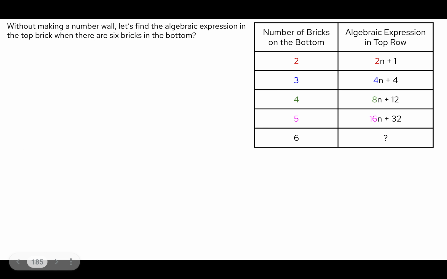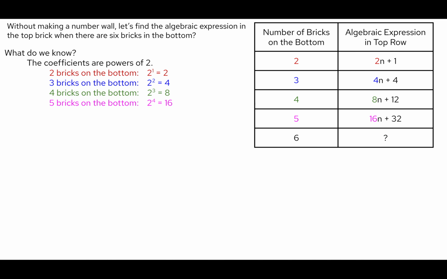So without making a number wall, let's see if we can figure out the algebraic expression for the top brick when there's 6 bricks on the bottom. All right, let's think about what we know. Well, we know that the coefficients are powers of 2. So 2 bricks were 2 to the 1. 3 bricks was 2 squared. 4 bricks was 2 cubed. 5 bricks was 2 to the power of 4. So 6 bricks, probably 2 to the 5th power. 1, 2, 3, 4, 5. You can see that, right? So it looks like it would be 32 for my coefficient.